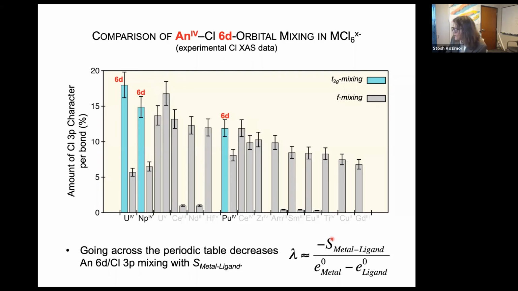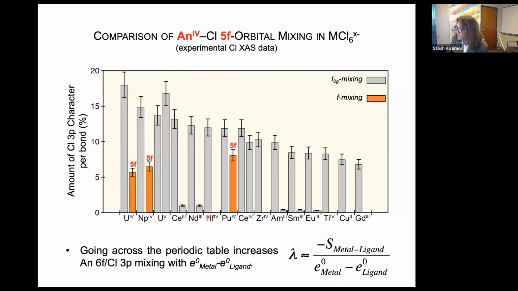But for the 5Fs, the situation is different. For the 5Fs, if you hold the oxidation state constant at uranium-4, neptunium-4, and plutonium-4, you see an increase. That's counterintuitive if you only think about the numerator. But what I've told you over and over again is that you're getting better energy match with chlorine 3p, and this concept of energy degeneracy-driven covalency is turning on covalent mixing within the same oxidation state for the 5F orbitals. And then you can do that in a more extreme way by changing the oxidation state.